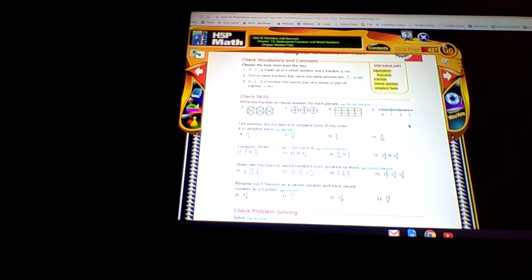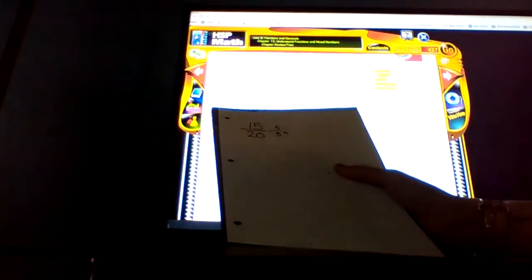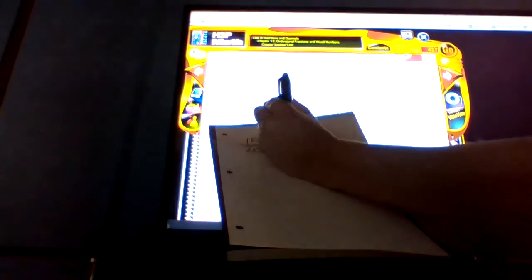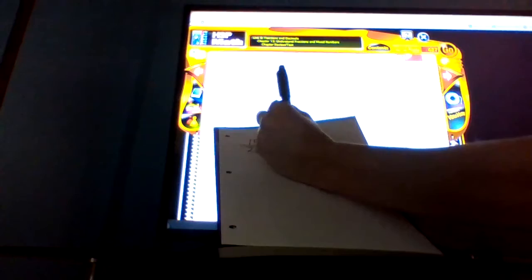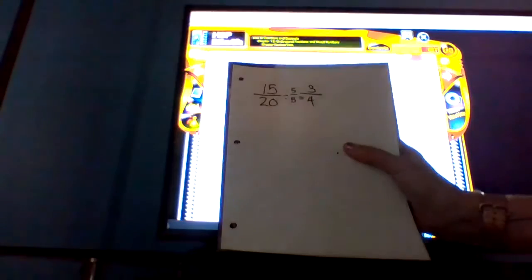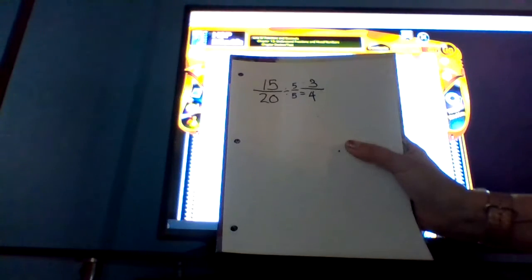15/20. What number can be divided into 15 and 20? Yep, we knew that rule. 5. So I'm going to simplify. 15 divided by 5 is 3. 20 divided by 5 is 4. 3/4, is that as low as it goes? You know it. 3/4 is simplest form.